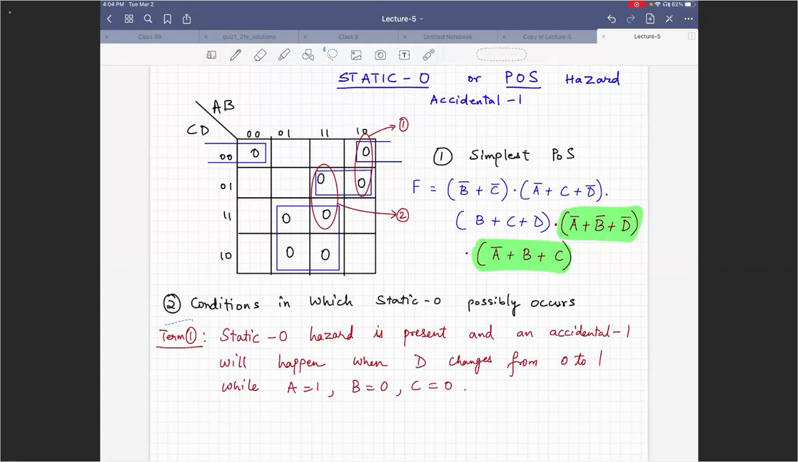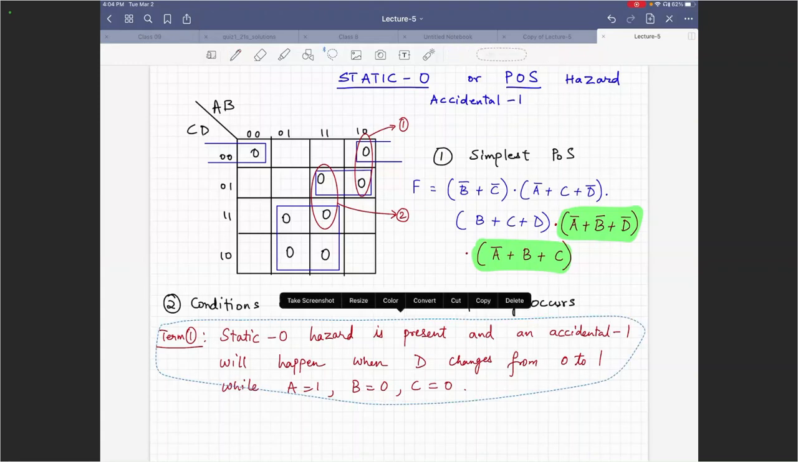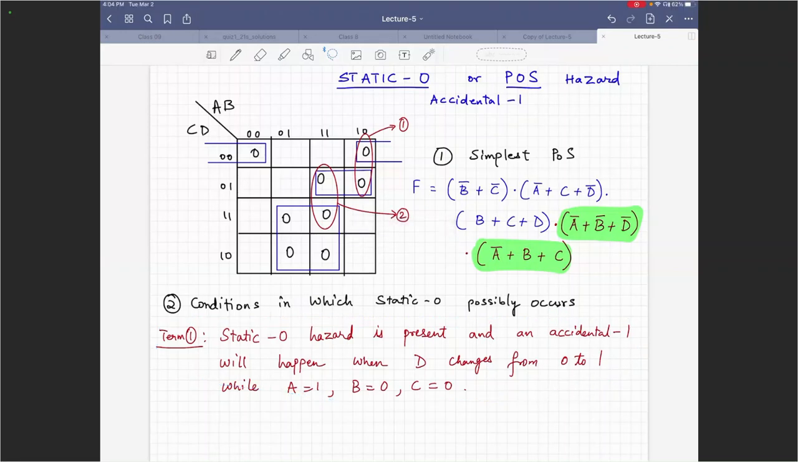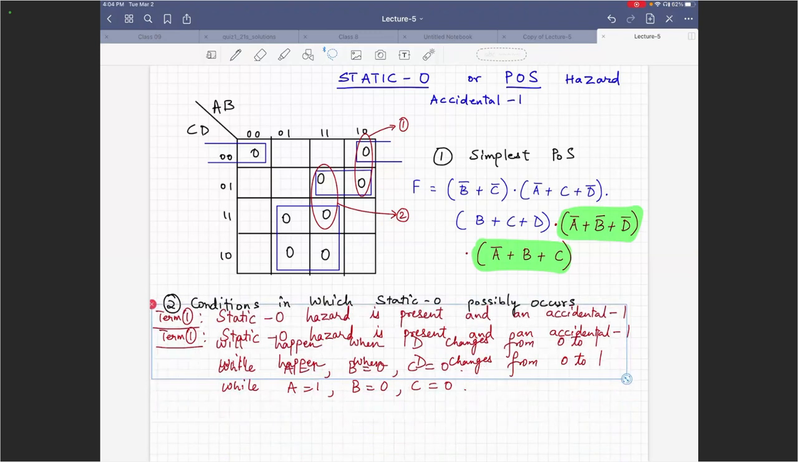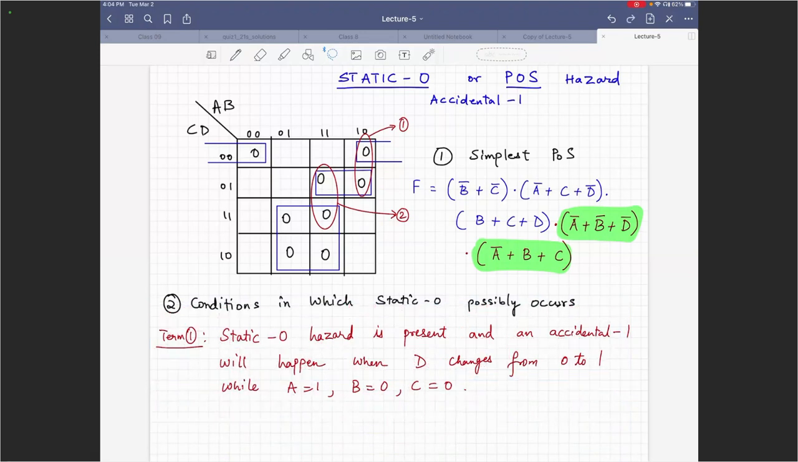And the same thing we can do for the second condition here. Let me not write that. So let's just write it. What is changing and what while. So for this term two, C is changing from 0 to 1. Yes, C changes 0 to 1 while A is a 1, B is a 1, and D is a 1. So two situations that can lead to a static zero hazard or an accidental one as the output of the circuit.